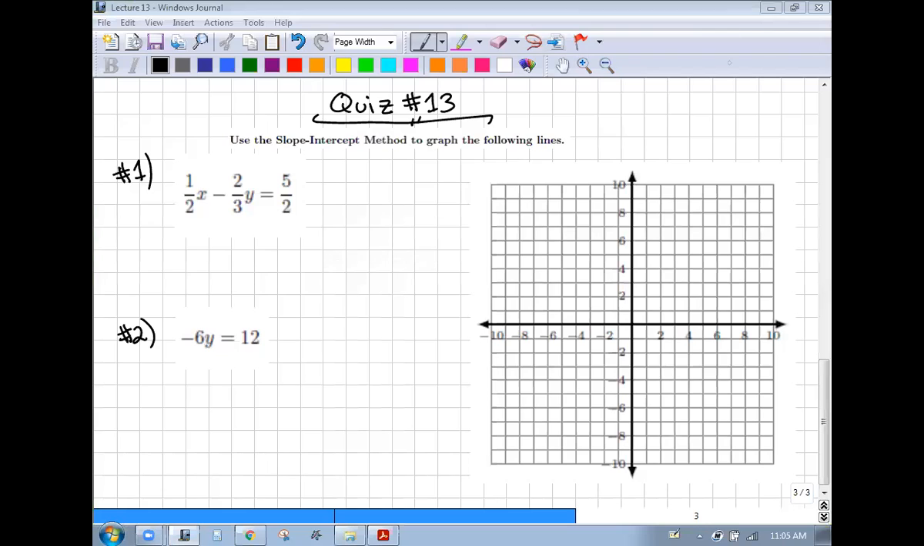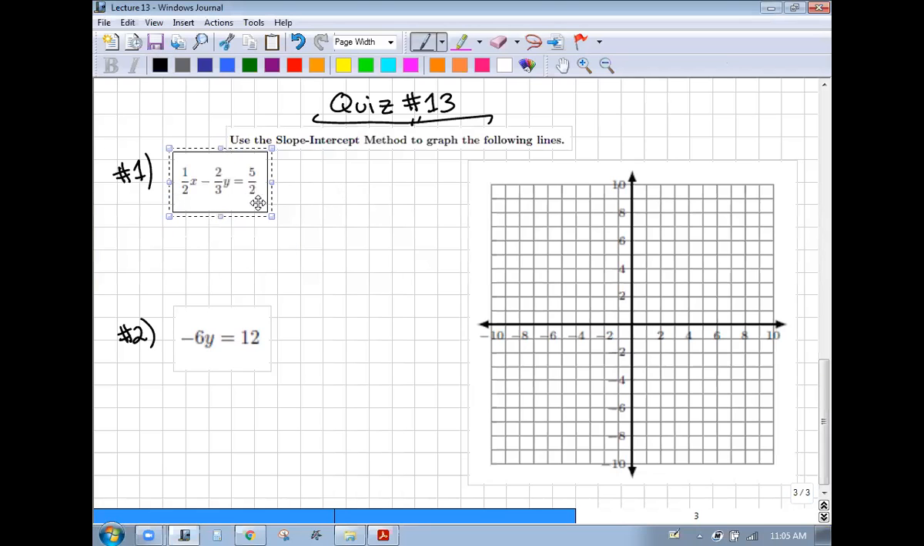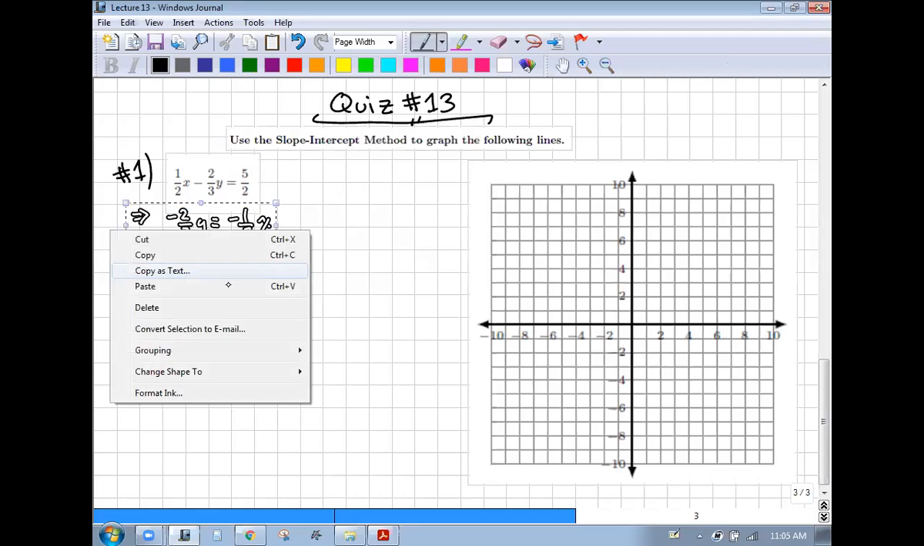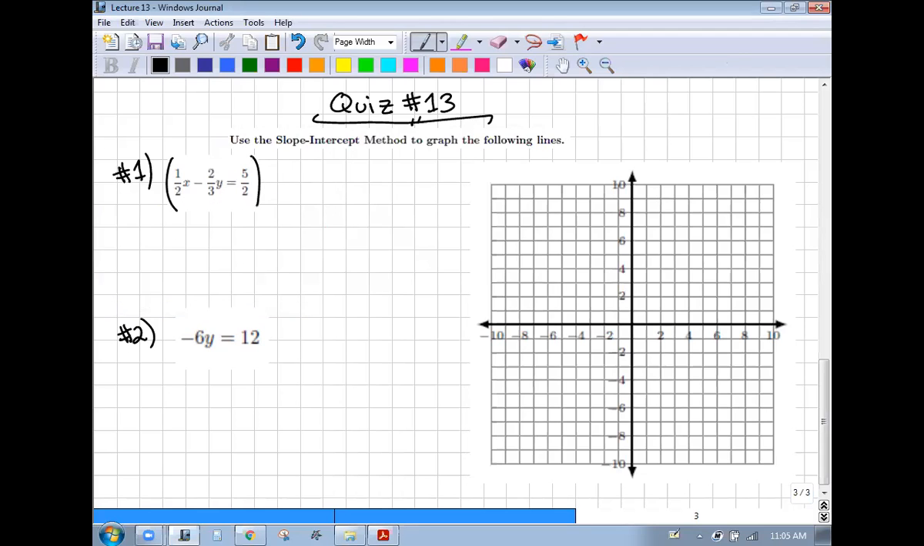All right, class, let's look at quiz 13 here. Number 1, so they want us to use specifically the slope intercept method. So the first step is to put it into slope intercept form. If we take this guy and we want to get it in y equals mx plus b form, let's subtract a half an x from both sides. You know what? Let's just get rid of the fractions first. Let's multiply everything by 6.